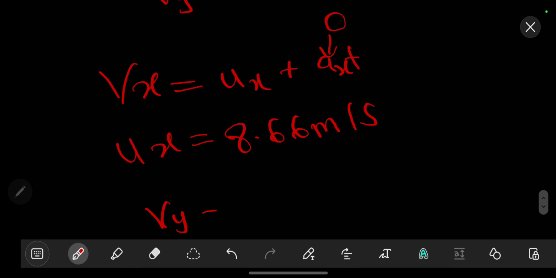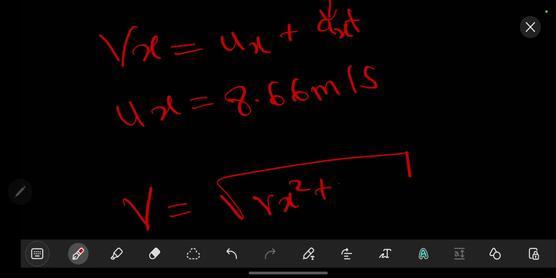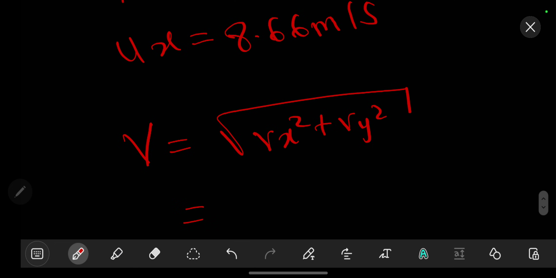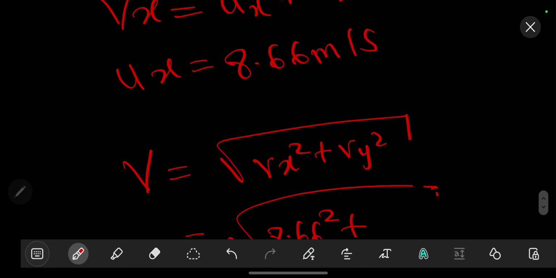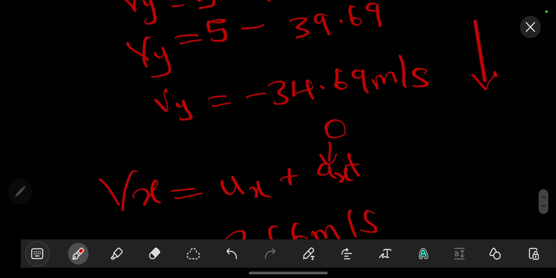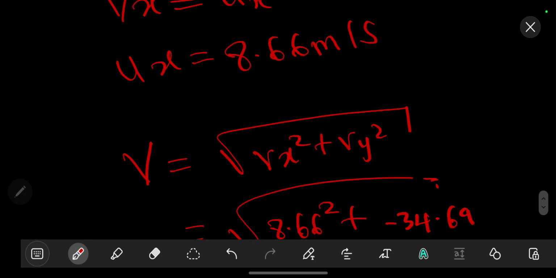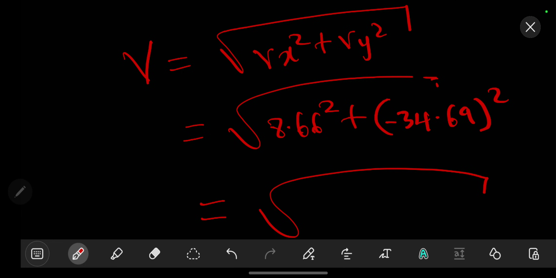So the velocity with which it strikes the water shall be equal to the square root of Vx squared plus Vy squared. Our Vx is found to be 8.66 throughout, plus our Vy, which is changing. We have found that it strikes with negative 34.69.